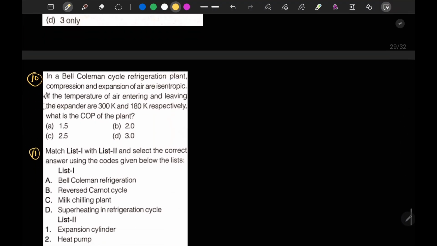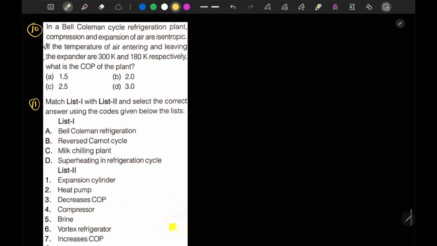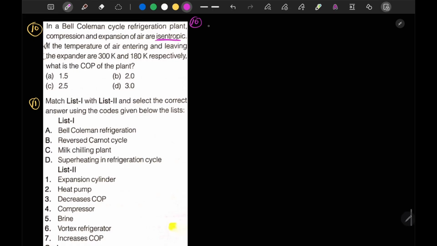Now moving to the next question, question number 10. It is mentioned that in a Bell Coleman cycle refrigeration plant, compression and expansion of air are isentropic. The temperatures of air entering and leaving the expander, T3 and T4, are 300 Kelvin and 180 Kelvin respectively. So what is the COP of the plant?